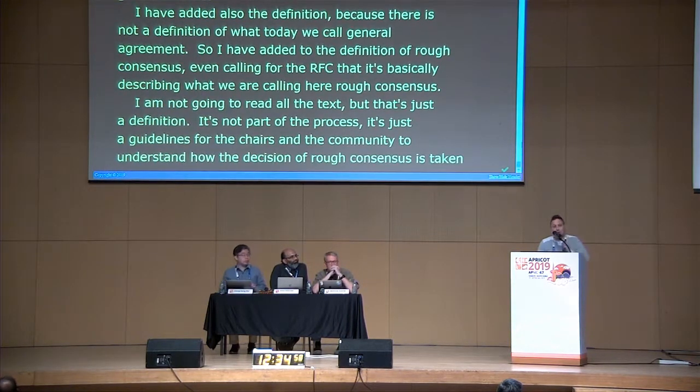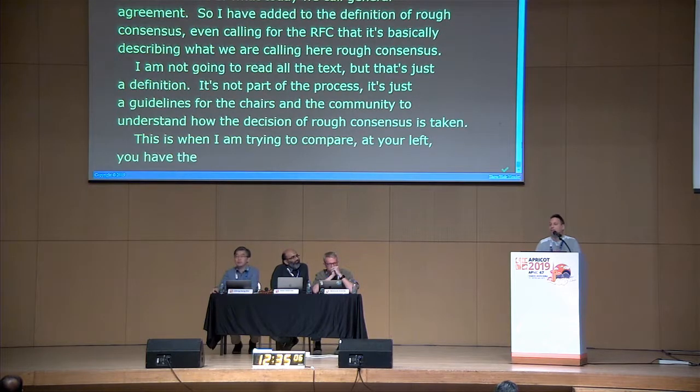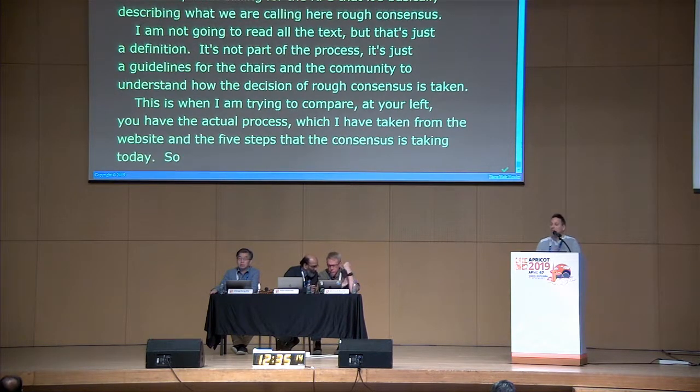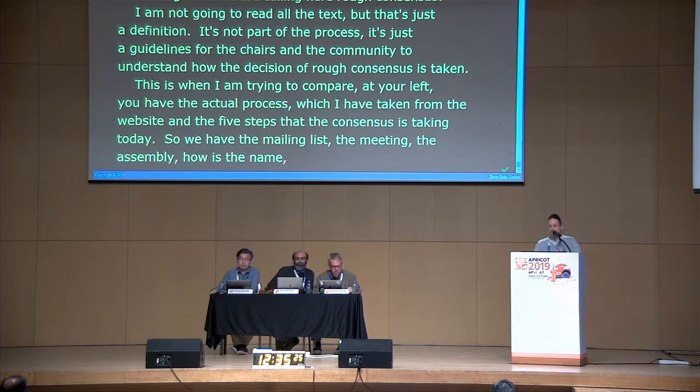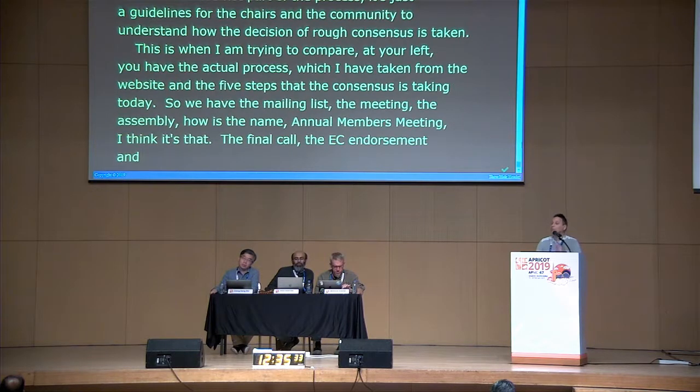And this is where I am trying to compare. At your left, you have the actual process, which I have taken from the website, and the 5 steps that the consensus is taking today. So we have the mailing list, the meeting, the assembly, how is the name? Annual members meeting, I think that's it. The final call, the EC endorsement, and they have also a possible vote from the members if the AC requests that.